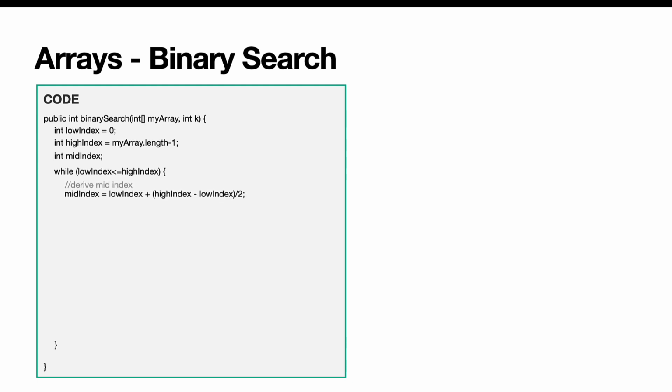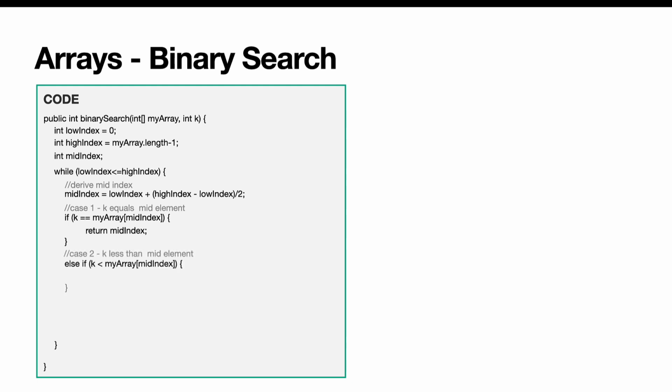First, we will calculate the mid index using the formula: mid index is equal to low index plus (high index minus low index) divided by 2. We then compare the search key to the element at this middle index, and that will result in 3 outcomes. First case, search key is equal to the element at mid index. In this case, key is found, so we return the middle index.